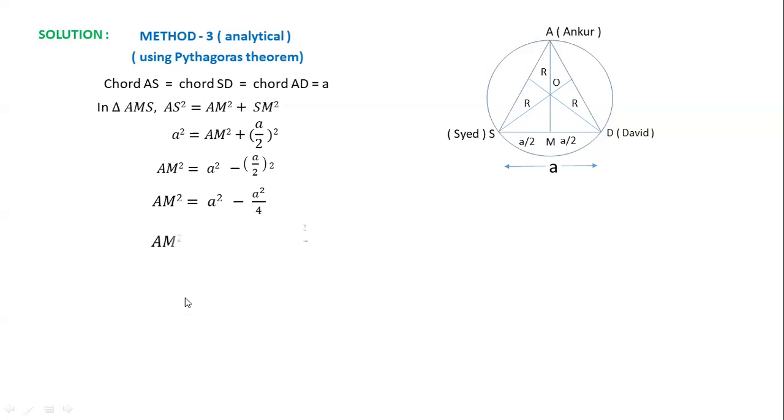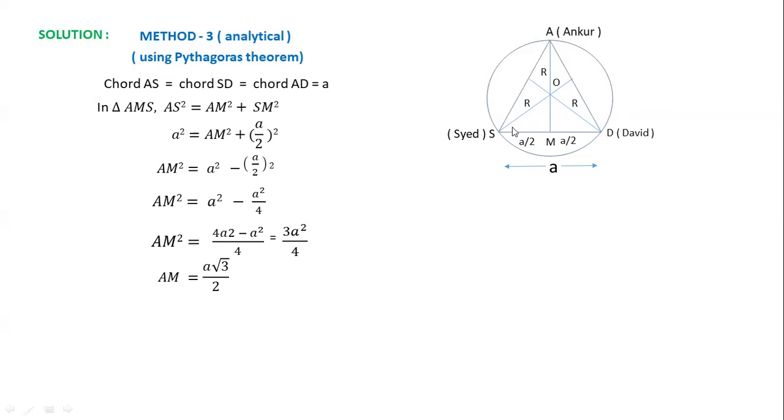Let us take LCM. 4A square minus A square upon 4. So 4A square minus A square is 3A square upon 4. If you take the square root, because there is AM square, A will come outside the root sign, 3 will be inside the root, and square root of 4 is 2. So AM, this full length, is A root 3 by 2.